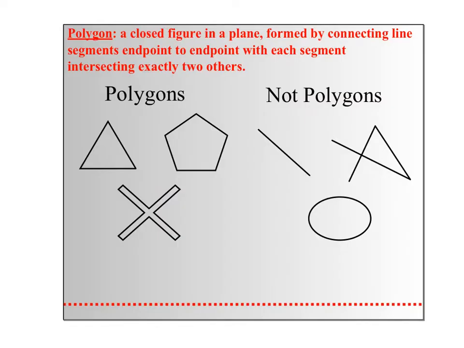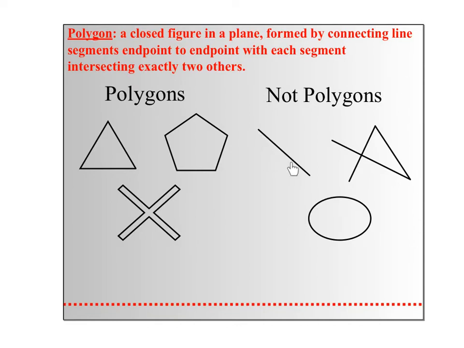A polygon is a closed figure in a plane formed by connecting line segments endpoint to endpoint, with each segment intersecting exactly two others. So each of the following here to the left are polygons. You can see this is a three-sided polygon. We call that a triangle. We've got a 1, 2, 3, 4, 5, 6, 7, 8, 9, 10, 11, 12-sided polygon. A 5-sided polygon called a pentagon. And then over here you can see that we have non-polygons.